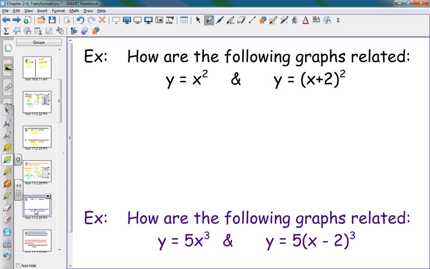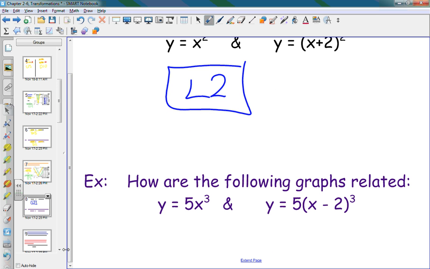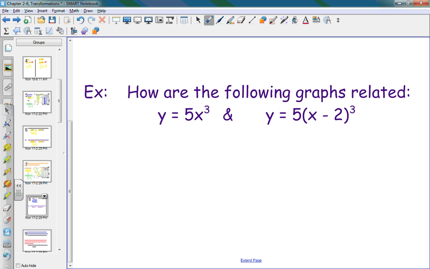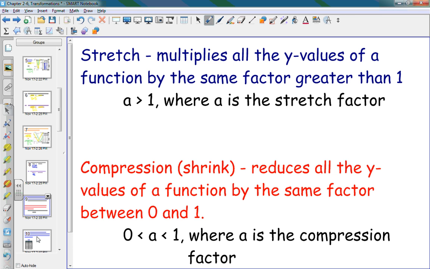Now, how are the following graphs related? Well, what's happening? It's going left 2. It's plus 2, so that means I'm going to the left 2 units, because you would think it'd be going to the right. What about this one? It's going to the right 2 because it's minus 2. You would think it'd go to the left, so it's actually to the right. It's a confused mind game, that's all it is. Because math wasn't hard enough.